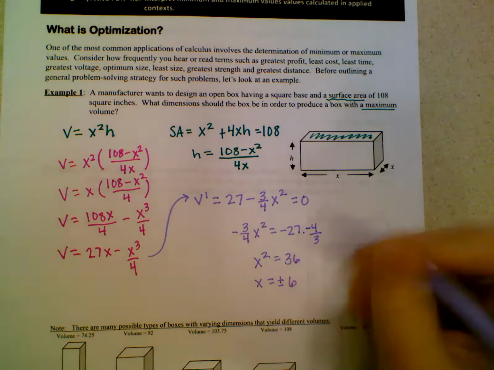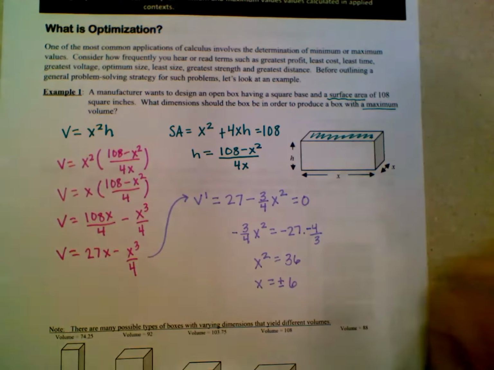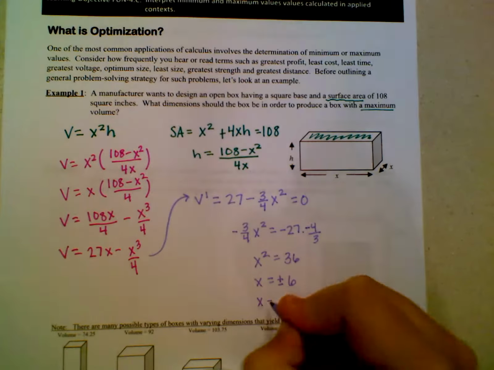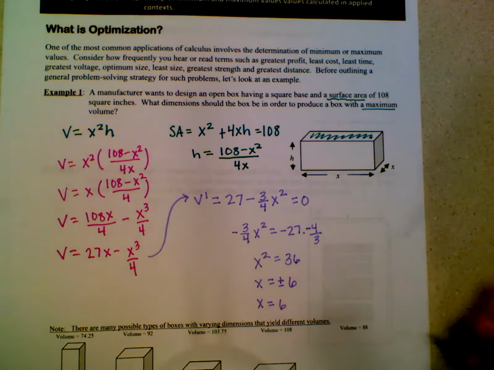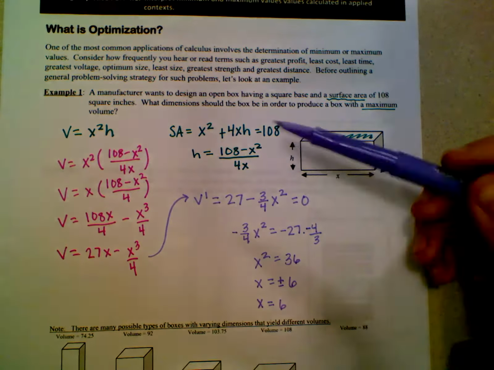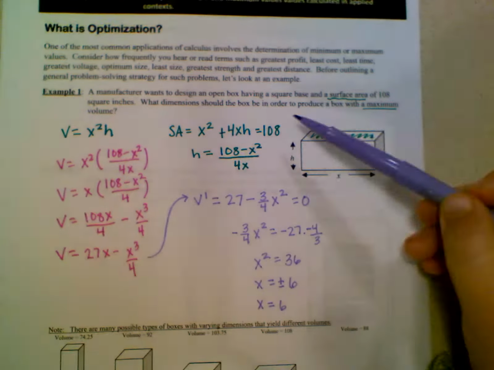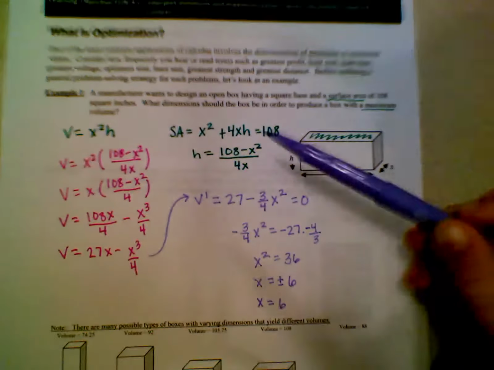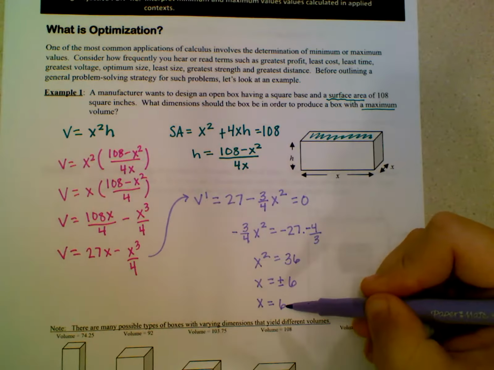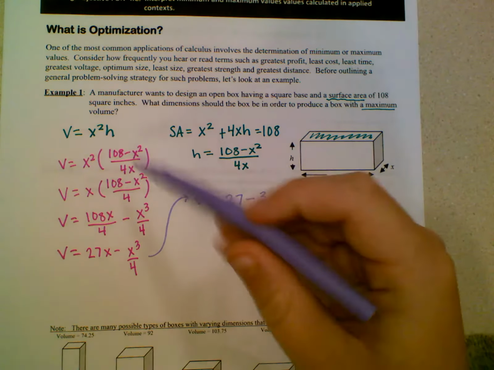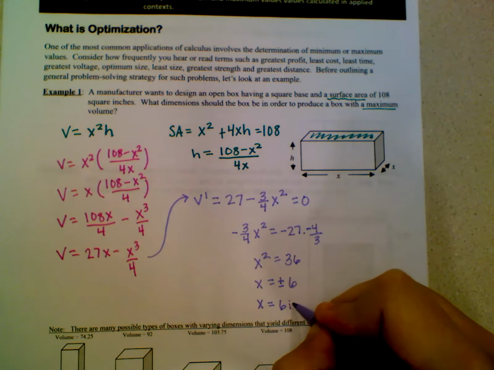And so remember what x is. x is the side of the box. It doesn't make sense for x to have a negative value because you can't have negative side lengths. So x is going to be a positive 6. Now we did all that work, so let's make sure we actually answer the question. The question specifically says, what dimensions should the box be in order to produce a box with the maximum volume? So one side is going to be 6 inches, and the inches are given right here, square inches, so inches. So 6 inches.